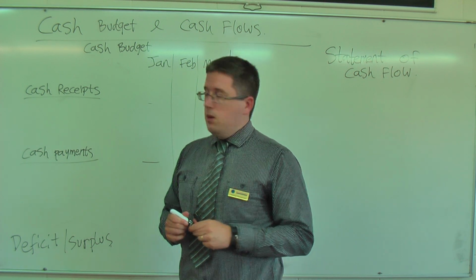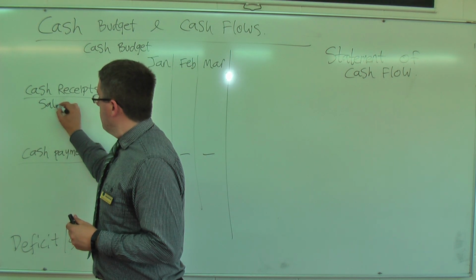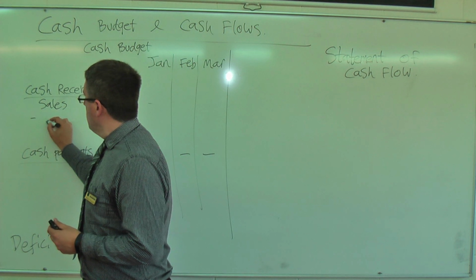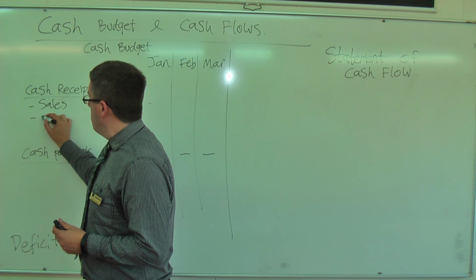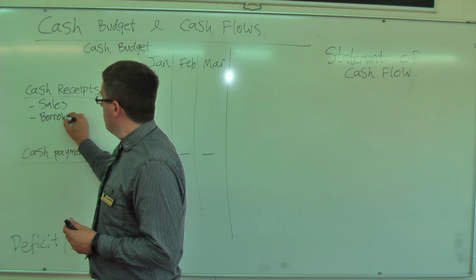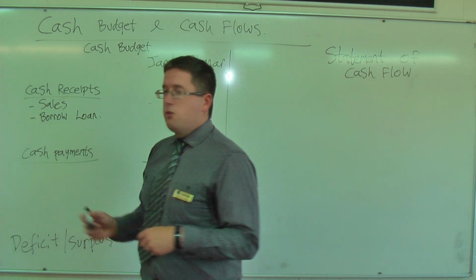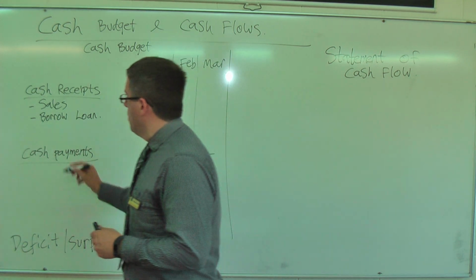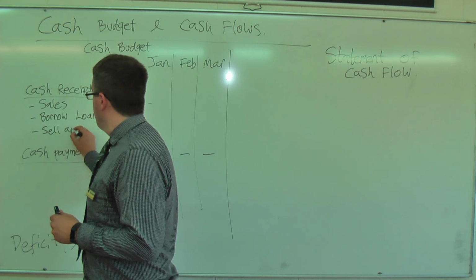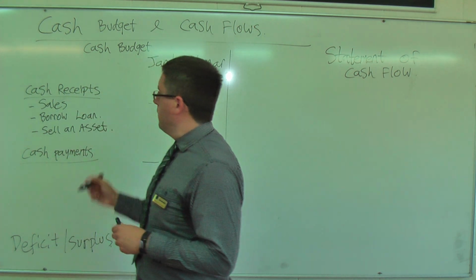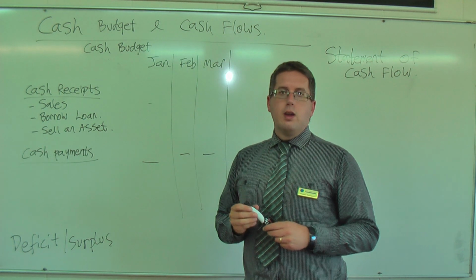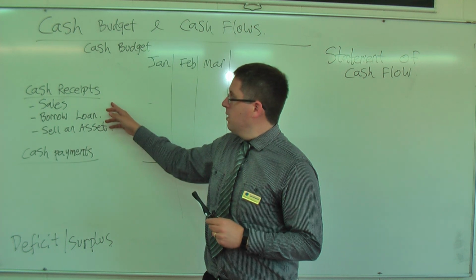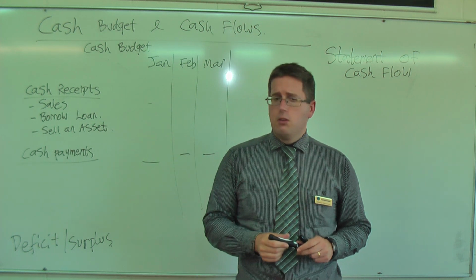So in the PowerPoint, yes, we can earn money from our sales. That's pretty easy, that's a revenue. But we can also borrow money from maybe a loan. So we can have proceeds of a loan come in, so we can borrow money from a liability. Or we can sell an asset. Again, these are different ways that we can have money coming in, different sources of income. So we've got a revenue, we've got a liability, or we can sell an asset.